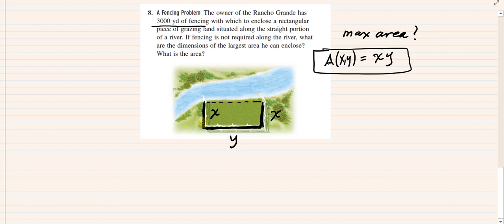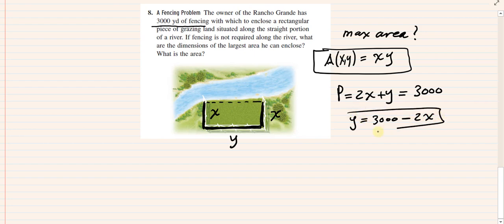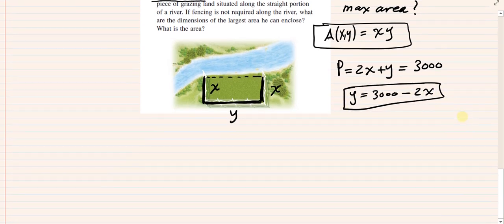So that's how he's going to spend his 3,000 yards of fencing, right? So I can say that the perimeter, therefore, which is made up of 2x plus y, should equal 3,000, right? Now, if I solve for y here, it's easier of the two to solve for, otherwise I can get into fractions. You have to divide by 2 to solve for x, so we don't want to do that. And there you go. So I'm able to write y in terms of x.